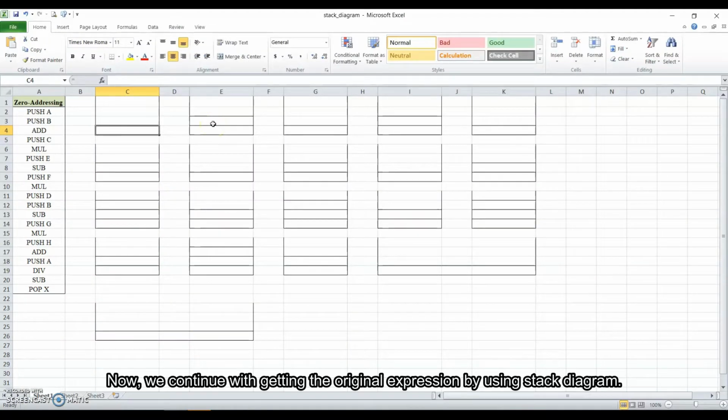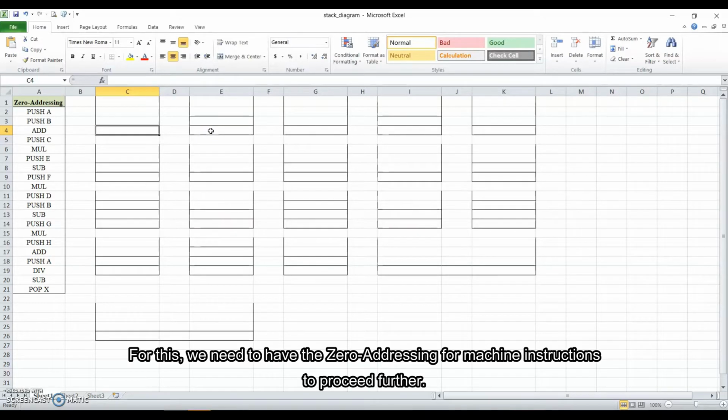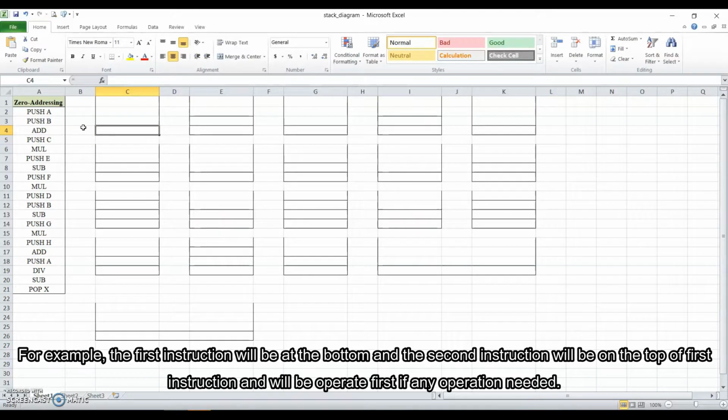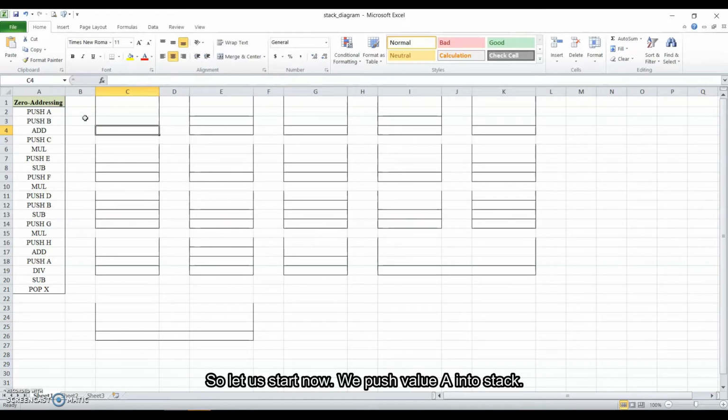Now we continue with getting the original expression by using a stack diagram. For this, we need to have a zero addressing for machine instruction to proceed further. A stack diagram uses a concept called last in first out. For example, the first instruction will be at the bottom and the second instruction will be on top of the first instruction and will be operated first if any operation is needed. So let us start now.